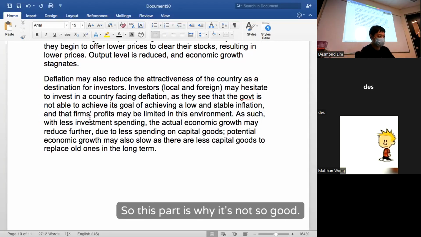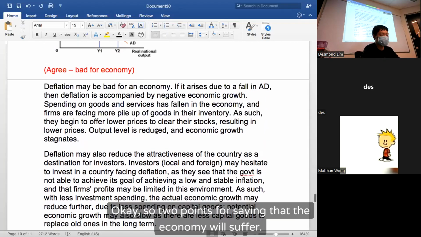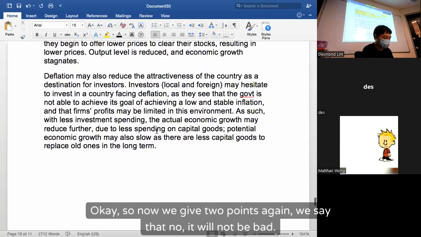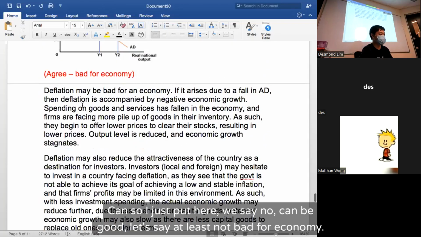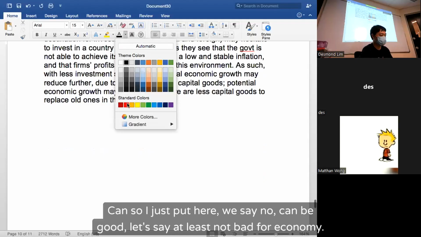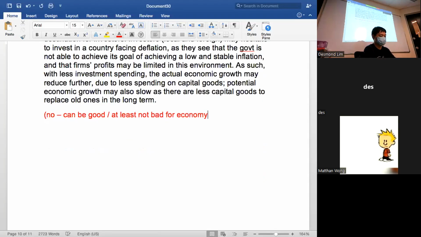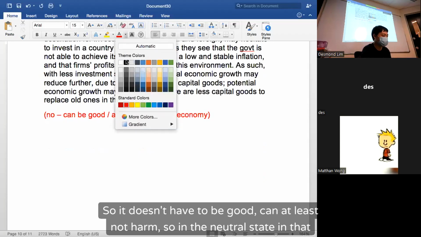So this part is why it's not so good. Okay, so 2 points for saying that the economy will suffer. Now we give 2 points against. We say that no, it will not be bad. It can be good or it can at least not be bad. So I just put here, no, can be good, and let's say at least not bad for the economy. It doesn't have to be good, it can at least not harm, so in a neutral state in that sense.